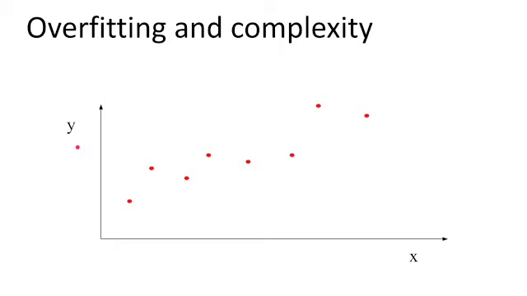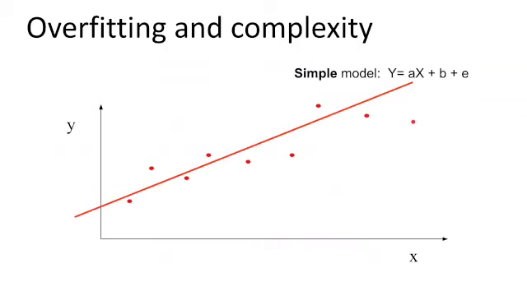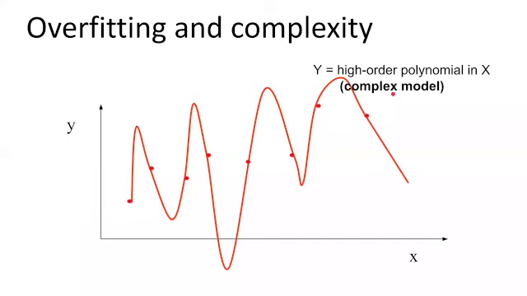Suppose I want to learn the relationship between y and x here, and the red dots are the observations. If I assume a linear model and learn the best parameters, that seems like a very good fit to this data set. Equivalently, I can identify a high order polynomial, which seems an even better fit to the observations. This is a more complex model than the linear model.